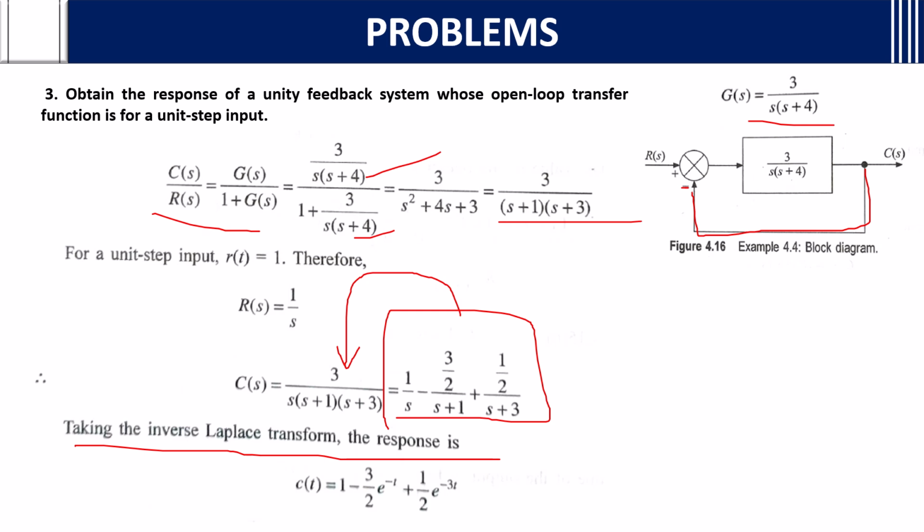Taking the inverse Laplace transform, the same way as in the previous question, c(t) is equal to what? The inverse Laplace of 1 by s is 1, and 3 by 2 is the multiplier, and 1 by (s plus a) is e power minus at. As a is 1 here, you take e power minus t, plus 1 by 2 into e power minus 3t. Why? Because the inverse Laplace of 1 by (s plus a) is e power minus at. In place of a it is 1, so it is minus t. In place of a it is 3, so it is minus 3t. Understood?